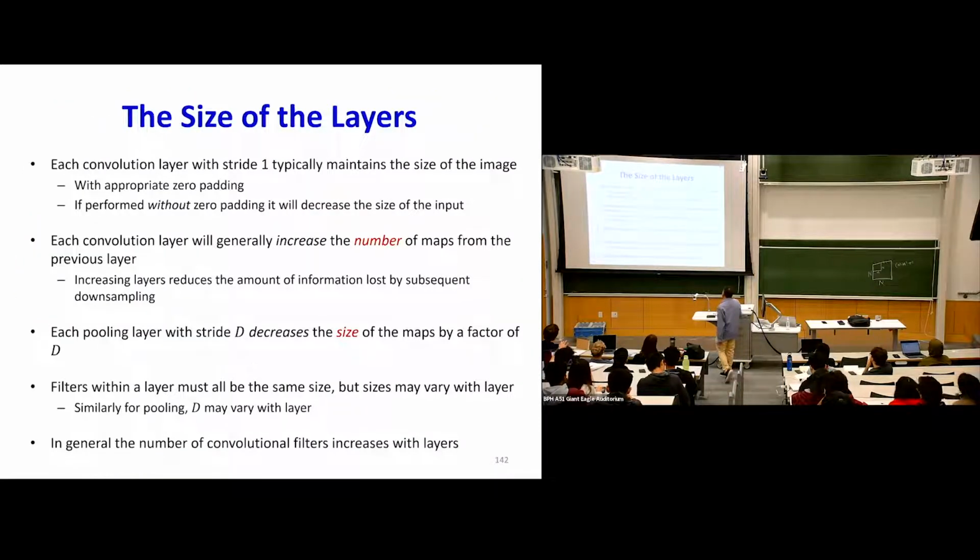So each convolution with stride 1 typically maintains the size of the image with appropriate zero padding. Without zero padding, it's going to lose something at the edges. Each convolution layer will typically increase the number of maps. So why are we trying to do this?